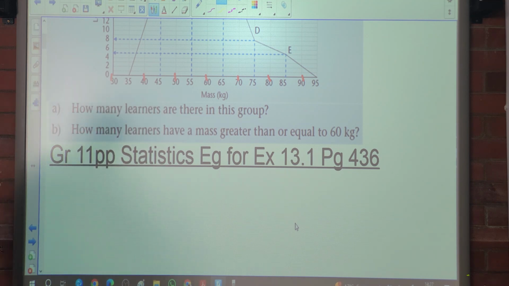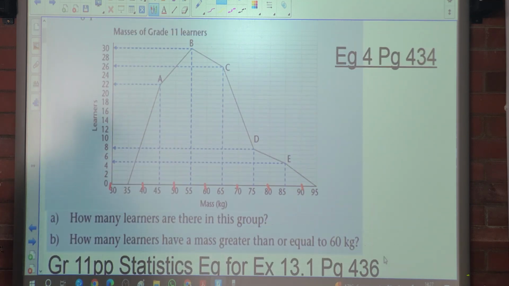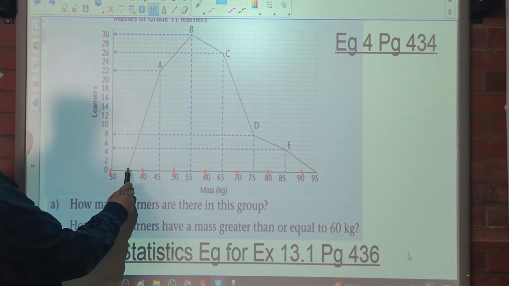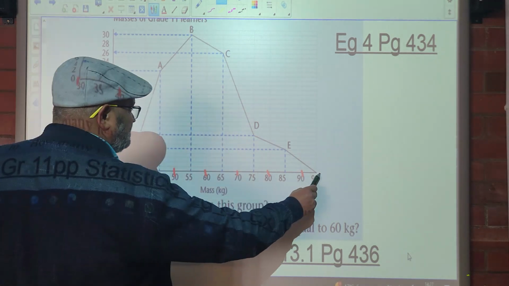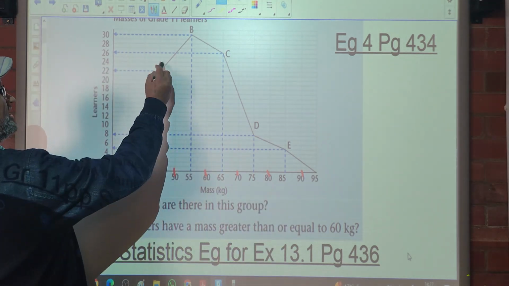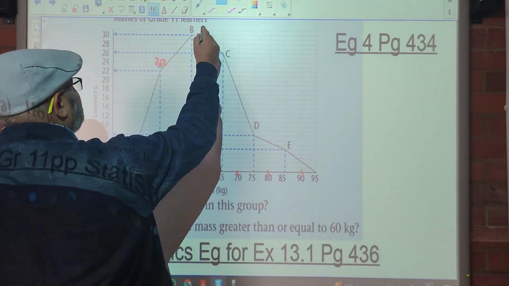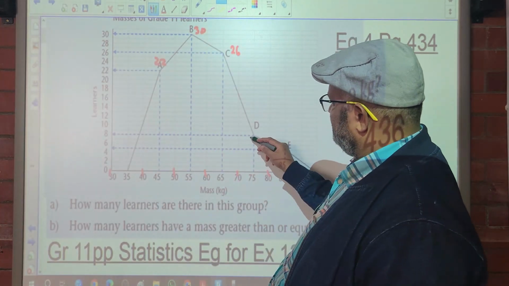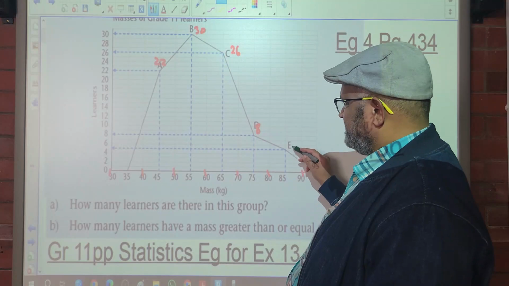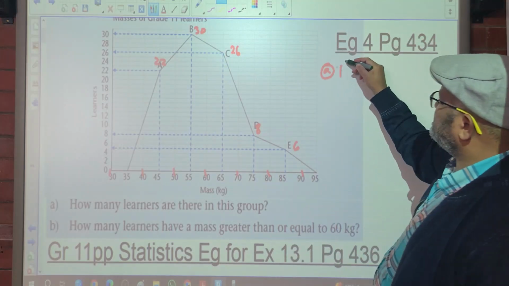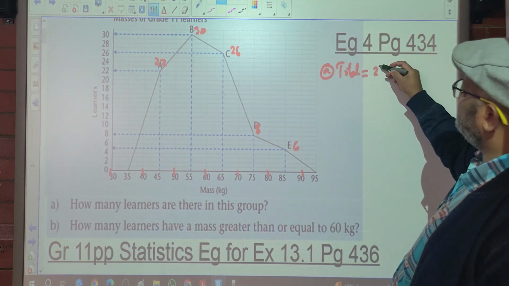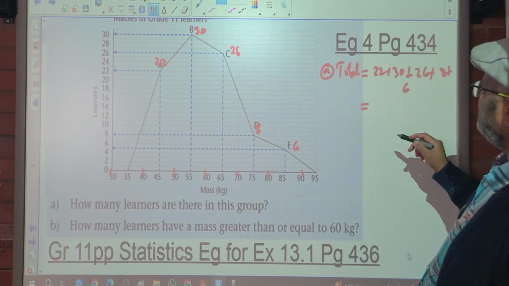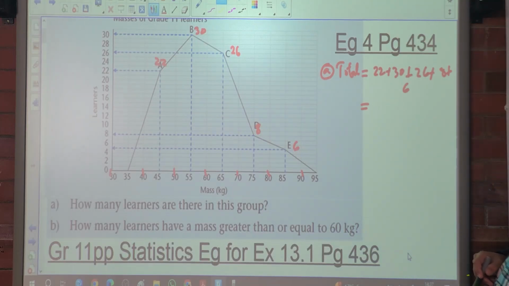Okay, so the question says how many learners are there in this group? So again, I need to go and count. Of course, there's nothing at this point. Remember, there's an empty class before and after. So in the first case, there are 22. Then 30. Then 26. Then 8. Then 6. So the total is going to be 22 plus 30 plus 26 plus 8 plus 6.